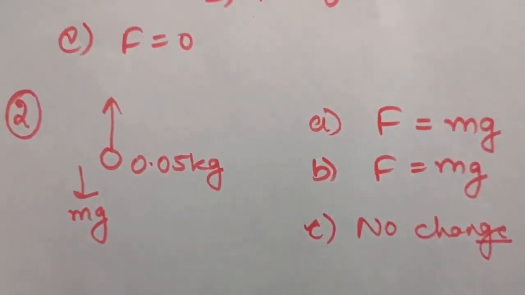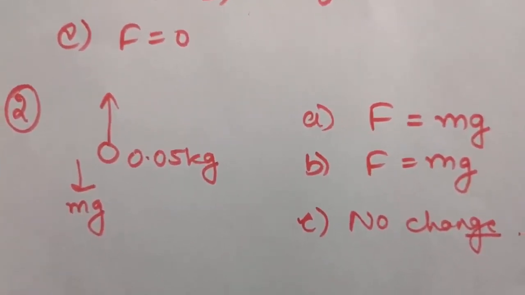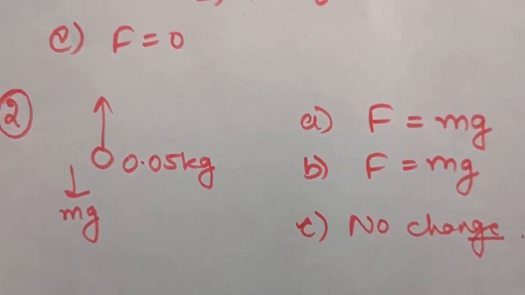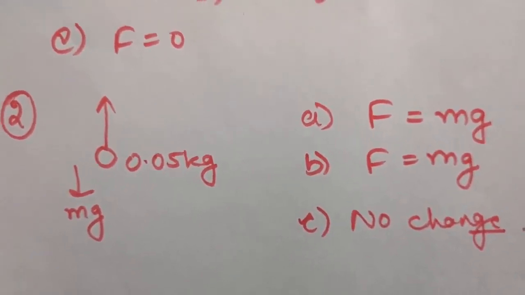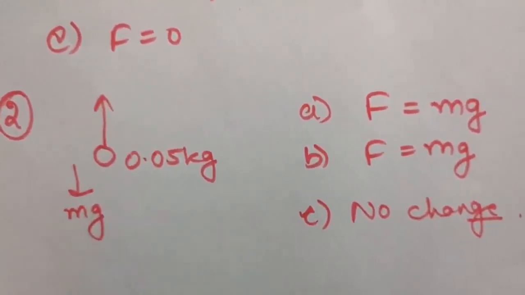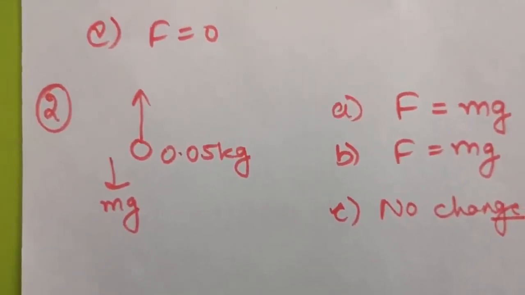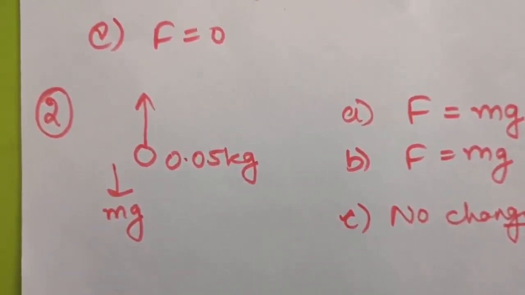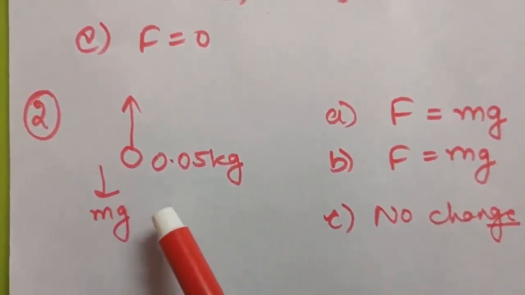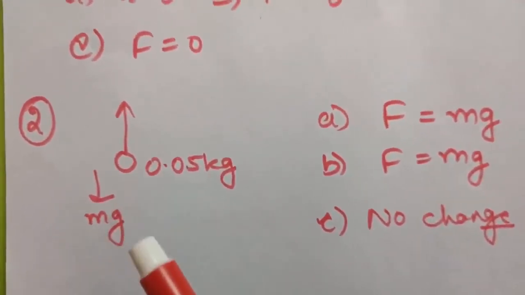Second question says a pebble of mass 0.05 kilogram is thrown vertically upwards. Give the direction and magnitude of net force on the pebble during its upward motion and during its downward motion. See, now if this is a pebble and if it is thrown in upward direction, so as you know, if something is going freely in upward direction, that means the acceleration acting on it is only due to acceleration of gravity. So the acceleration acting on the pebble is acceleration due to gravity. So a is g, and therefore the force acting on it will be mg, always in downward direction.